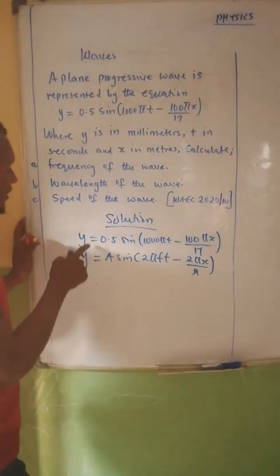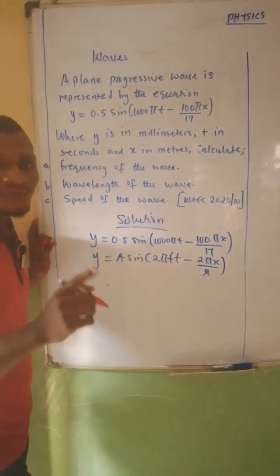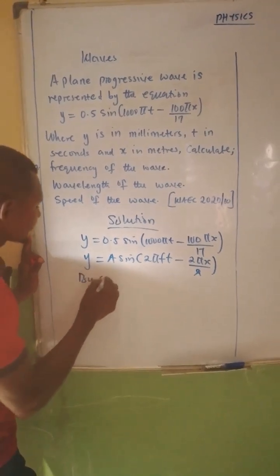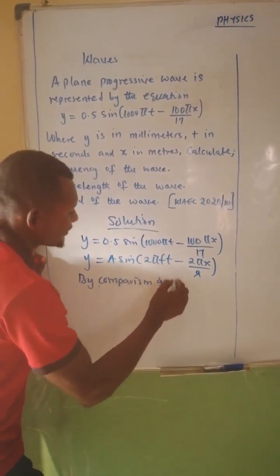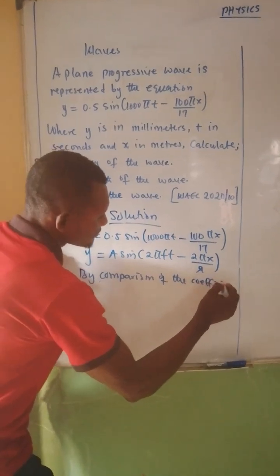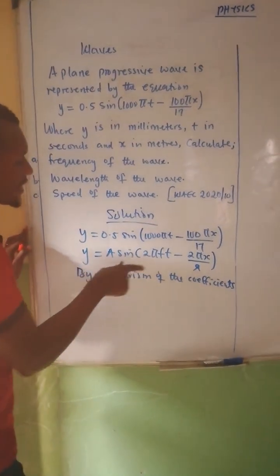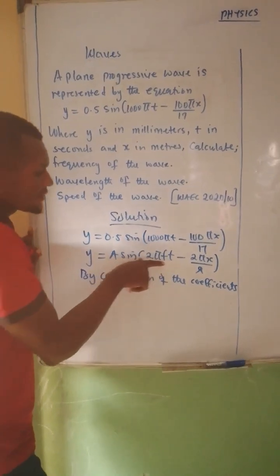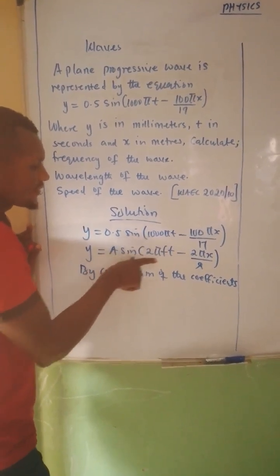Now, what we do is that by comparison of the coefficients, we can find any parameters given to you in that question. So first of all, the question is demanding for frequency. So we can see that frequency is here in this parameter set. So we can compare the coefficient of t in both the wave equation provided and the general wave equation here.